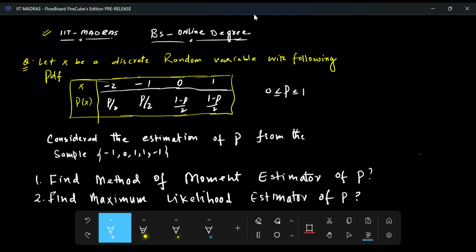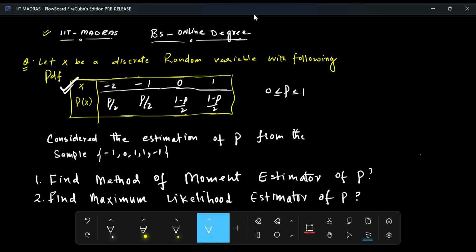Hi everyone. So in this lecture, I have this very interesting question, and this question is from the IIT Madras BS online degree. In this question we are given the values of x with respect to their probabilities, as you can see from this table.